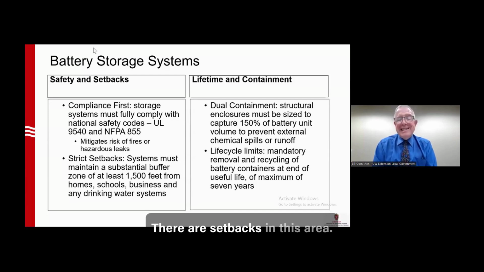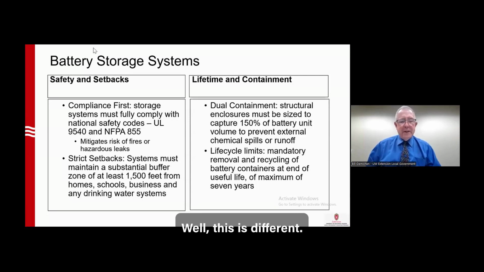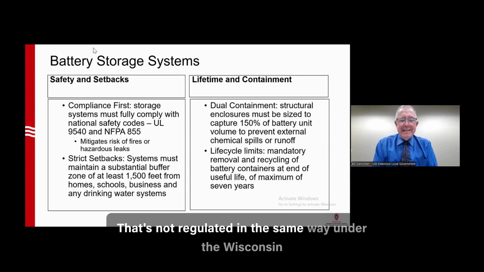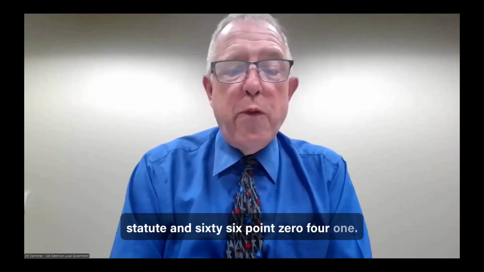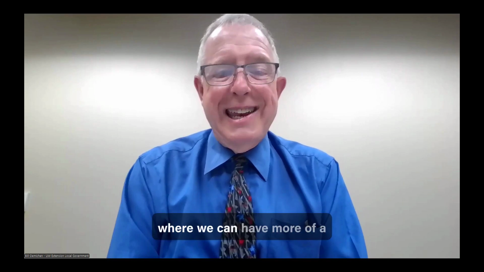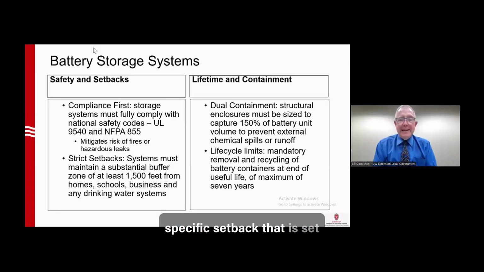There are setbacks in this area, and these are specific setbacks from homes, schools, businesses, and drinking water systems. And you'll say, I thought you just told us that we can't do specific setbacks. Well, this is different. This is under battery storage systems. That's not regulated in the same way under the Wisconsin statute, again, 66.0401. And so this is one area where we can have more of a specific setback that is set within the ordinance.